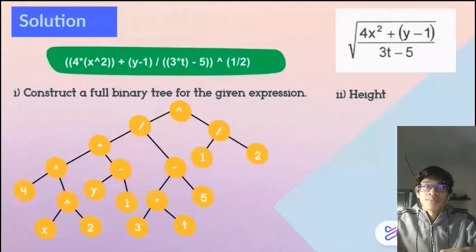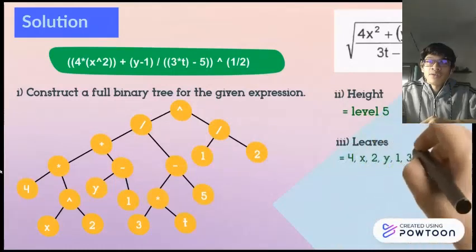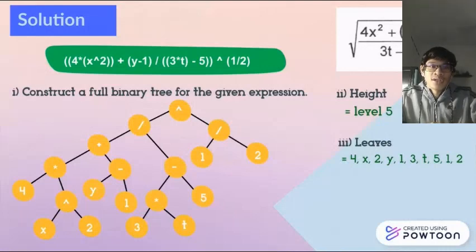Finally, from the power node, there will be 2 leaves. The right side we will fill with number 2, and the left side we will fill with the letter x. So we are done constructing the full binary tree. So next question, we need to determine the height of our binary tree. The root of the tree is level 0, so we count until the last and longest node of the tree, which is x. So the height of the binary tree is level 5.